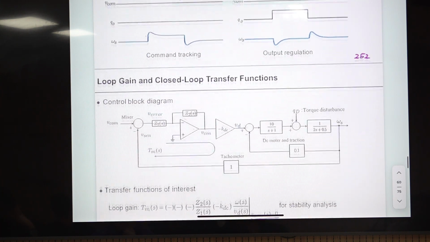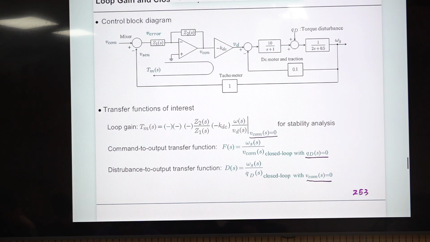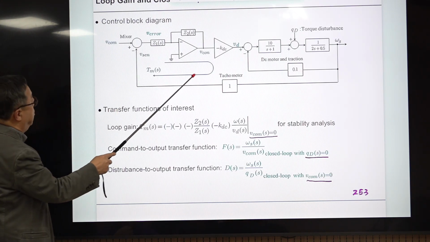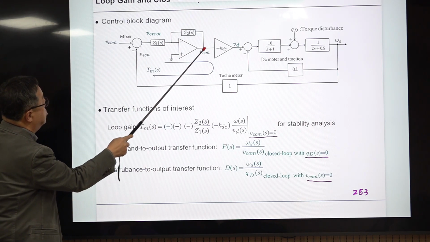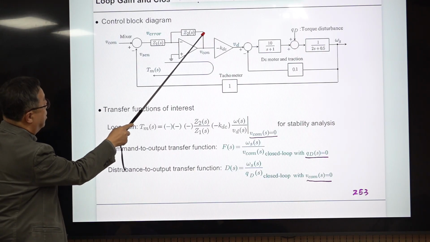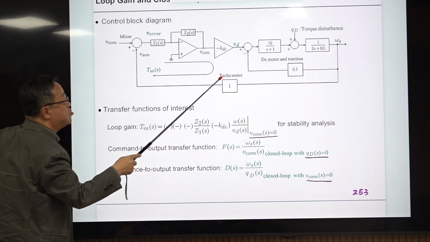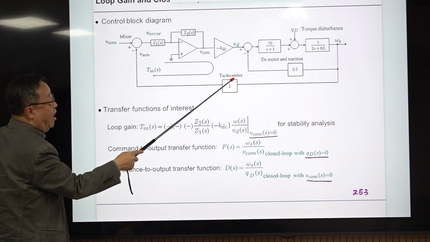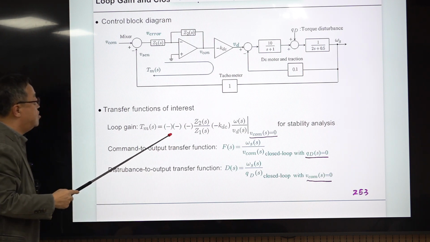Okay, and for this kind of system, maybe people are interested in three closed loop transfer functions. One is this one, the multiplication of the transfer function of this inverting amplifier and this plant transfer function, and assume the tachometric gain is 1. Then the multiplication of all of this, which is this.